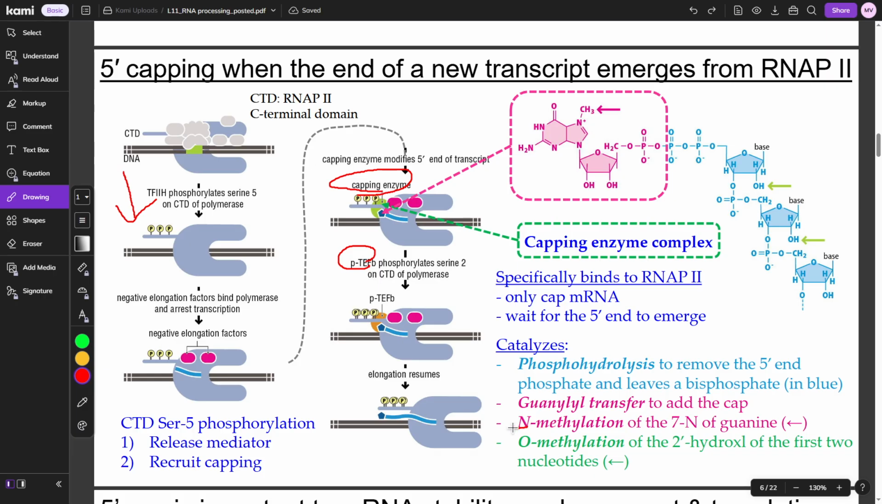And then there's also an O-methylation. I would memorize this. I'd memorize the N-methylation and the O-methylation. So the N-methylation, right? And then I would also memorize the O-methylation of the 2' hydroxyl, the first 2 nucleotides. So these should be methyls, right? You see how the arrows here? These two right here, those two O's should be methylated.